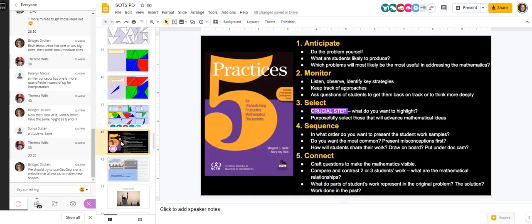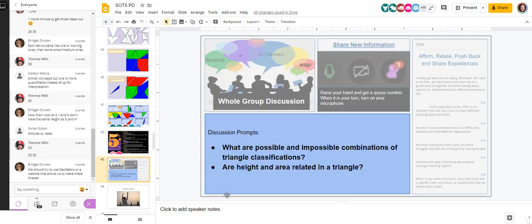So that's how I use the 5 practices in my class. I have some other questions on slide 43. This was one of the main focuses of my lesson. I wanted to talk about possible combinations. And if the conversation led there, a secondary idea was this idea of height and area, and are they related, and in which ways are they related? So that's kind of another avenue I could have gone down.